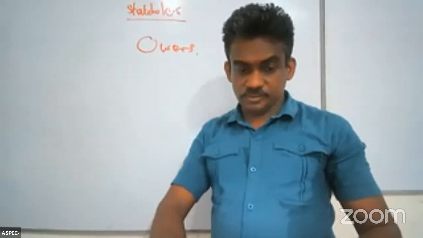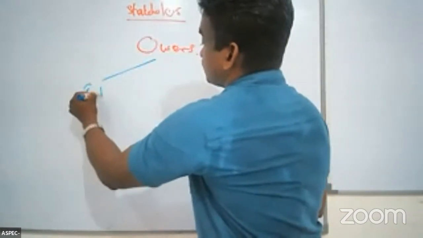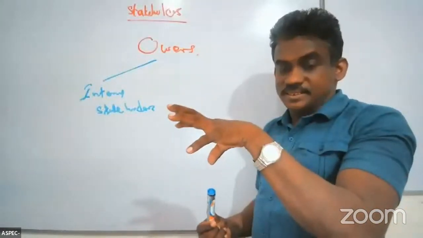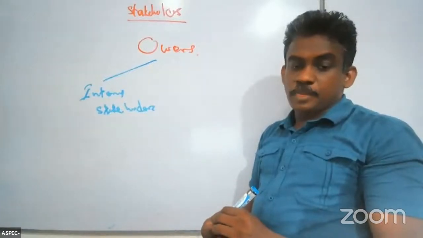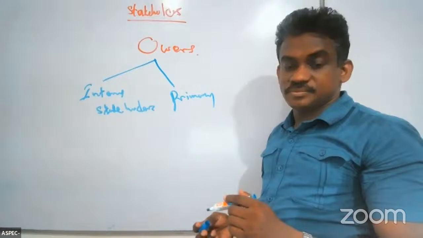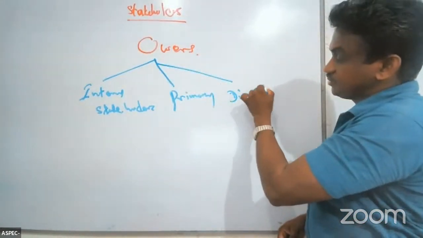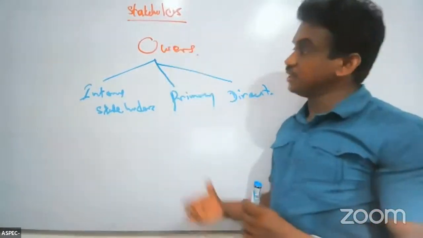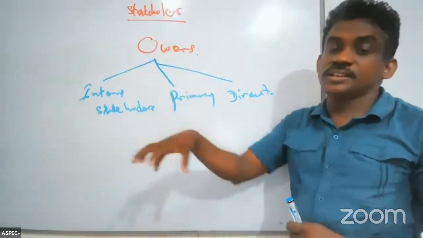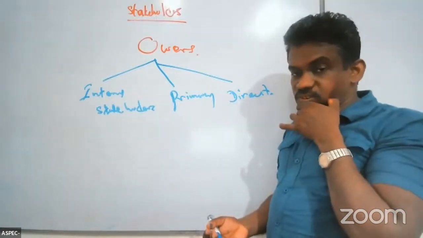Then you can see that owners we can identify as internal stakeholders, inside the business. Then primary or secondary: primary stakeholders, directly involved with the business activities. Direct stakeholders. You can see how important the owners are: internal stakeholders, primary stakeholders, key stakeholders, directly involved in the business policy decisions, right? Direct stakeholders.